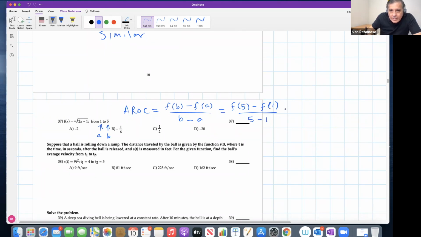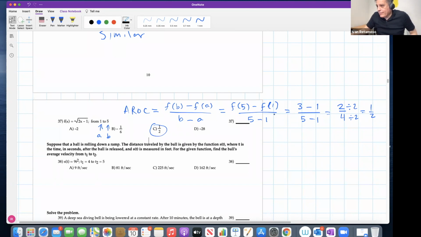But what is f of 5? When computed here, look, 5 times 2 is 10. 10 minus 1, 9, right? So it's the square root of 9, which is just 3, right? 3. F evaluated at 1. 1 times 2, 2. 2 minus 1, 1. The square root of 1 is just 1. So we get this. 3 minus 1 is 2. 5 minus 1 is 4. And simplifying this fraction, we're going to get 1/2, right? 1/2. That's it. Excellent.